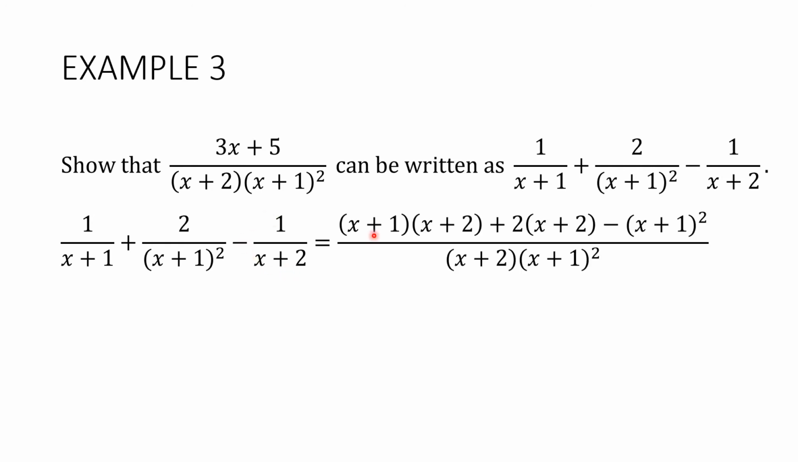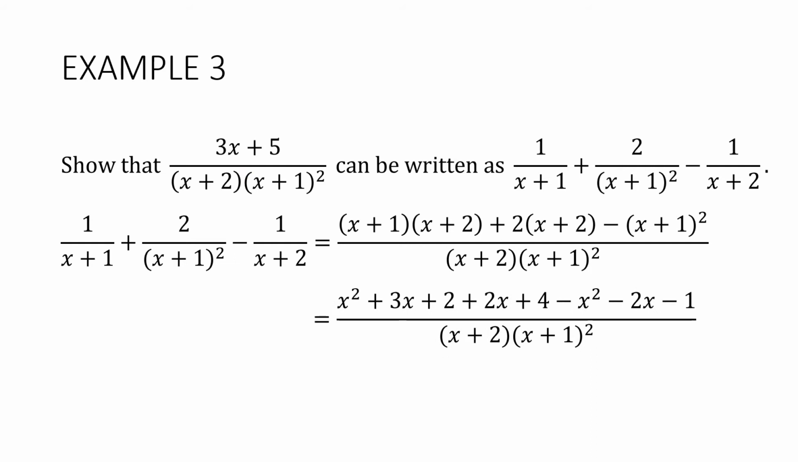Have a look. x plus 1, x plus 2, plus 2 lots of x plus 2, take away x plus 1 all squared. All right, we need to tidy that up, and hopefully we'll get 3x plus 5. So I've got x squared plus 3x plus 2 plus 2x plus 4, take away x squared, take away 2x, take away 1, tidying it up. Yes, we get 3x plus 5 all over x plus 2 in brackets multiplied by x plus 1 all squared.